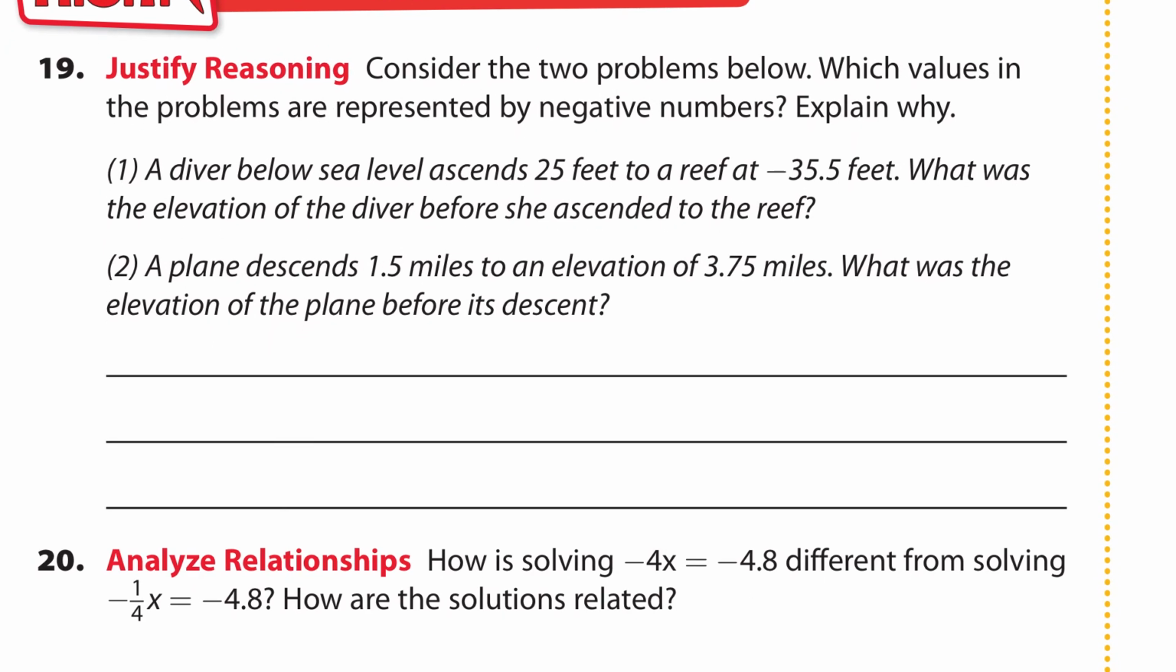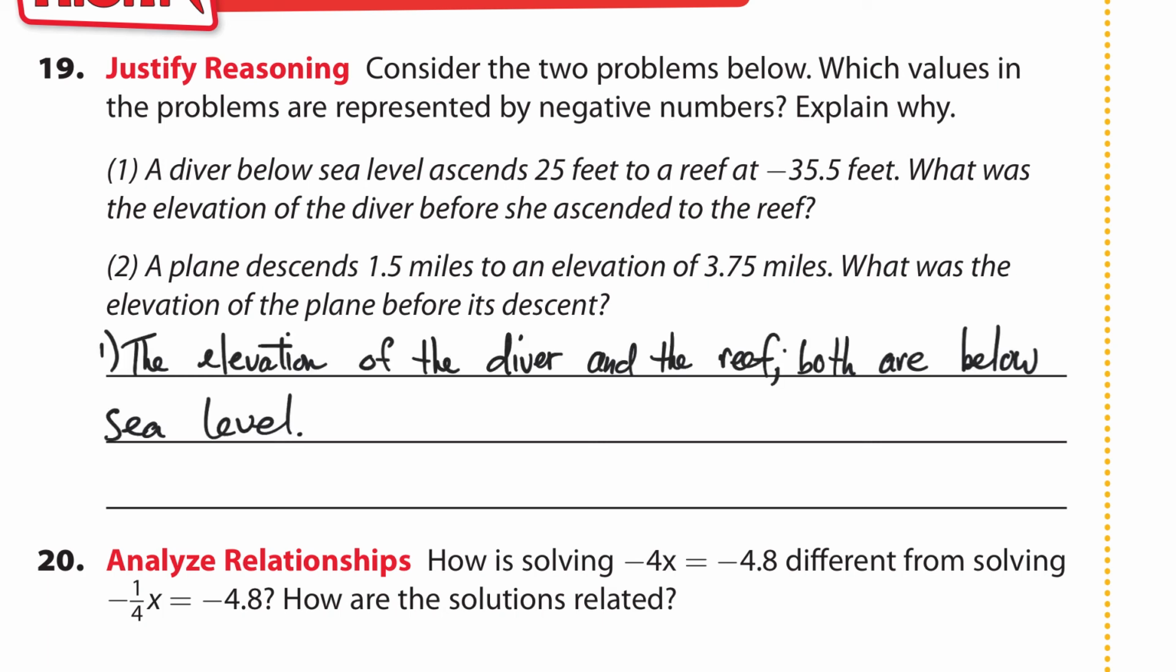Let's justify our reasoning. Consider the 2 problems below. Which values in the problems are represented by negative numbers, and explain why. So we have a diver below sea level who ascends 25 feet to a reef at negative 35.5 feet. What was the elevation of the diver before she ascended to the reef? And a plane descends 1.5 miles to an elevation of 3.75 miles. What was the elevation of the plane before its descent?